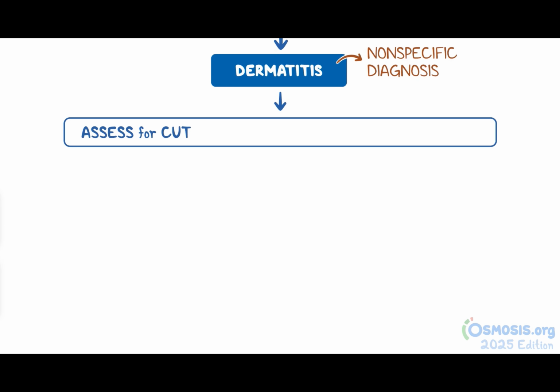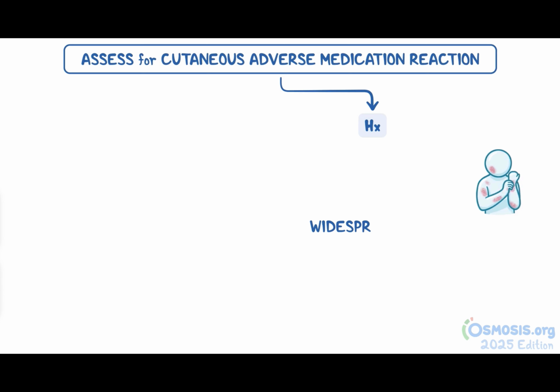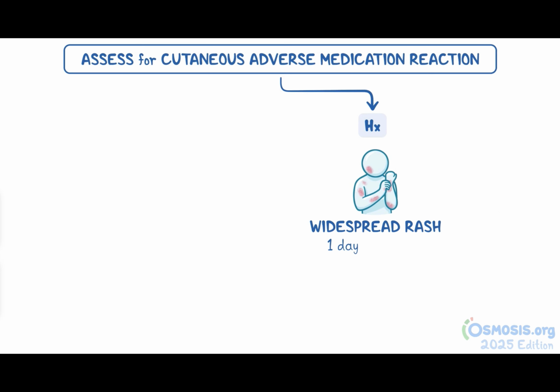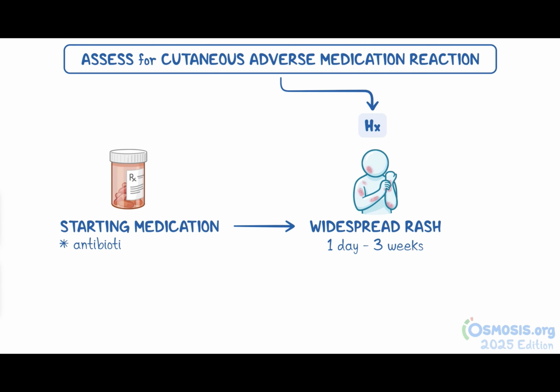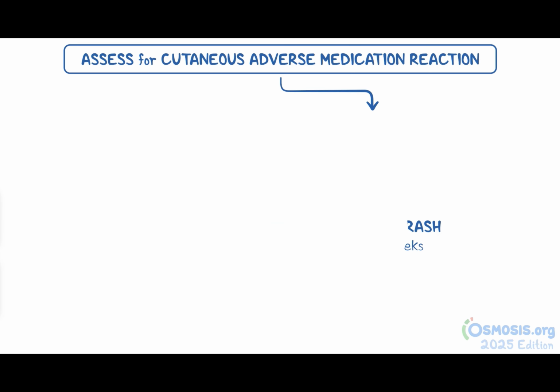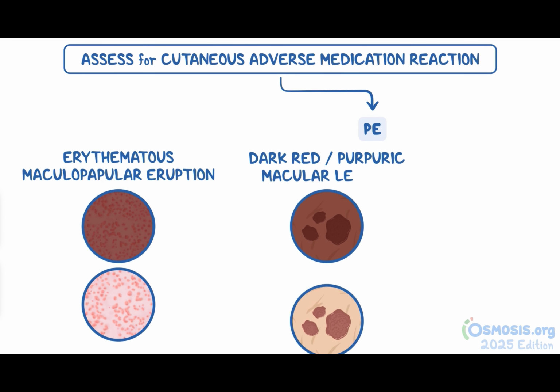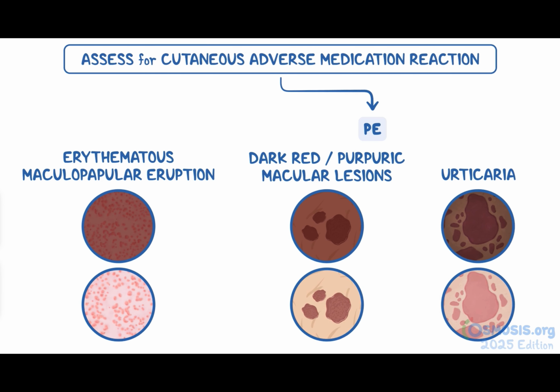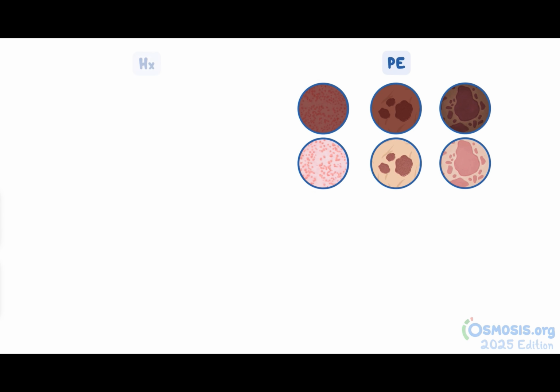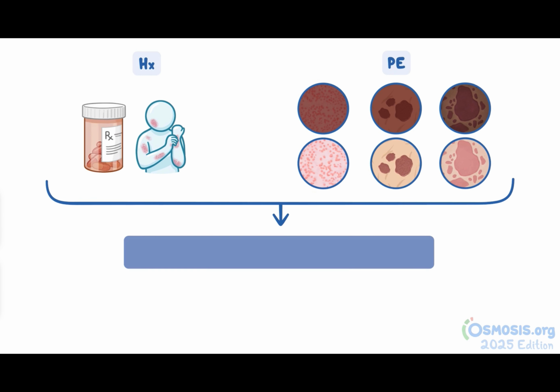Next, assess for a cutaneous adverse medication reaction. These patients report a widespread rash that appeared in as little as 1 day and up to 3 weeks after starting a medication such as an antibiotic, NSAID, or antiepileptic. The physical exam will show an erythematous maculopapular eruption, and there might be dark red or purpuric macular lesions or urticaria. With these findings, diagnose cutaneous adverse drug reaction.